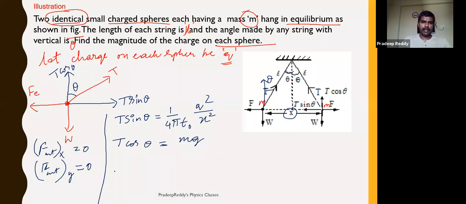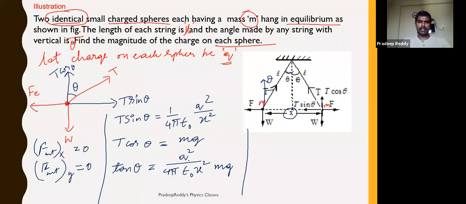This is equal to q square divided by 4 pi epsilon naught x square, divided by mg. Now I want to find the magnitude of the charge, so I will make q the subject. Q will be equal to the square root of 4 pi epsilon naught x square mg into tan theta.